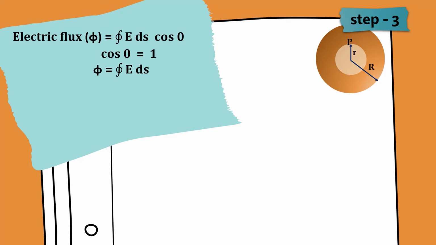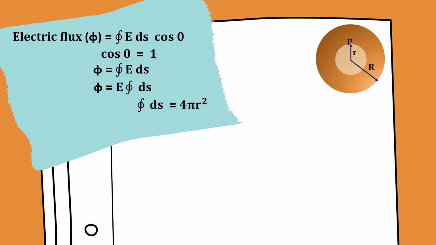Since the electric field is uniform, E can be taken out of the integral. Therefore, electric flux equals E into integral dS. Integral dS is nothing but the area of the sphere. Therefore, integral dS equals 4 pi r square. Substituting the value of dS, we get the electric flux phi equals E into 4 pi r square.